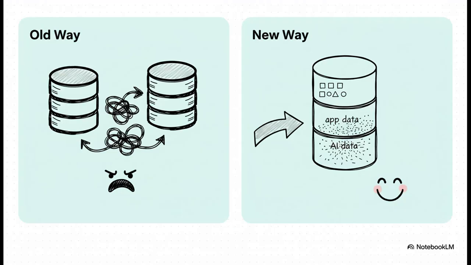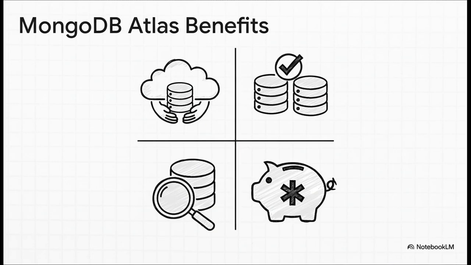So in the old days, you'd have your regular database for all your app data, and then a completely separate, specialized vector database just for the AI stuff. You had to manage two complicated systems. The new way? It puts it all together. Your regular application data and your AI vector data can live side by side in one single platform. And the benefits of doing it this way are huge. It just simplifies everything. It reduces complexity and makes sure all the data works together seamlessly, which means developers can build these awesome AI features so much faster.